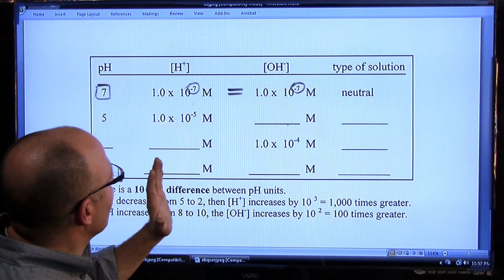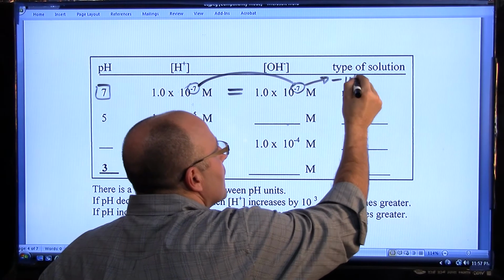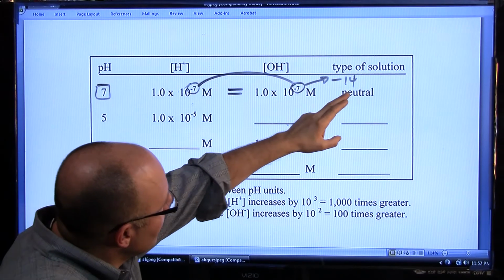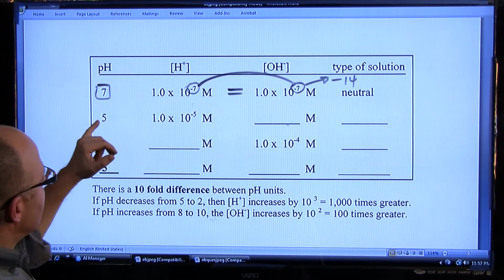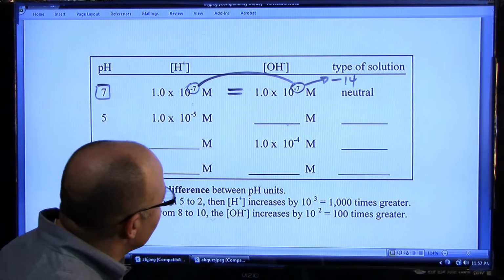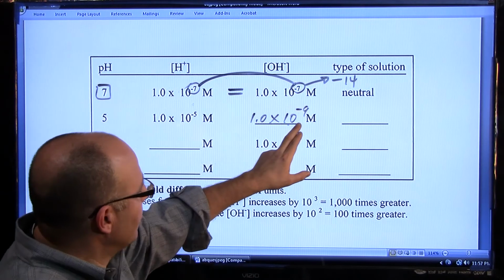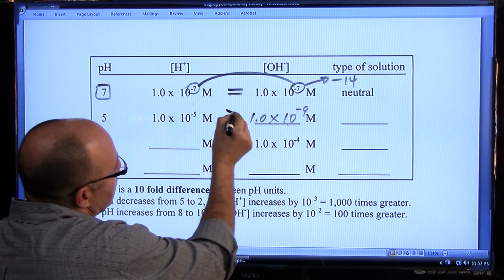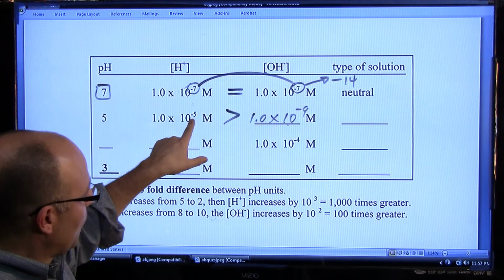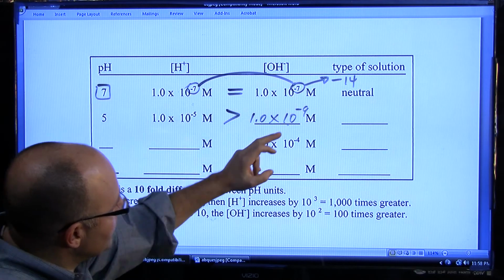Just it's important to know that these two exponents are always going to add up to negative 14. So in this solution, since the concentration of H plus and OH minus are the same, you have a neutral outcome. Now, if the pH is 5, the H plus is 10 to the negative 5, can you guess what the hydroxide will be? Okay, so that would be 1.0 times 10 to the negative 9, since they have to add up to negative 14. And in this case, the H plus is greater than the OH minus. Remember, with negative exponents, the smaller this number, the greater the magnitude. So in this solution, we have an H plus greater than OH minus, so this solution is acidic.